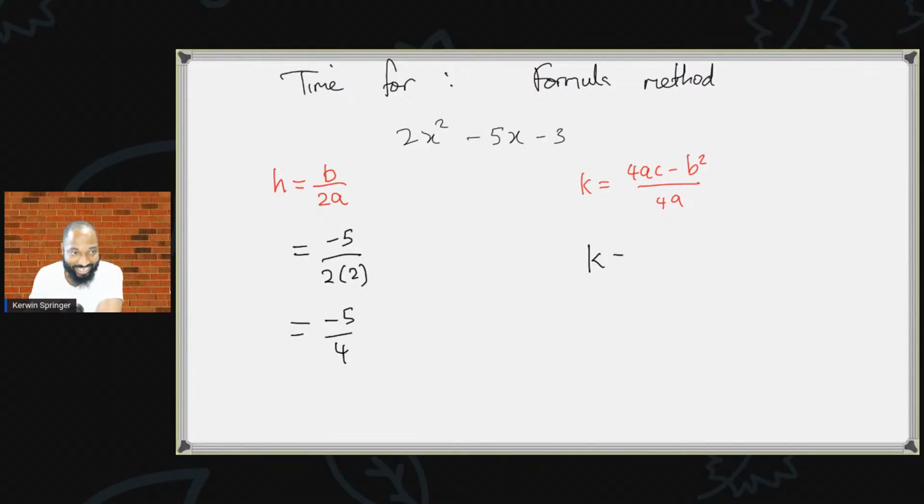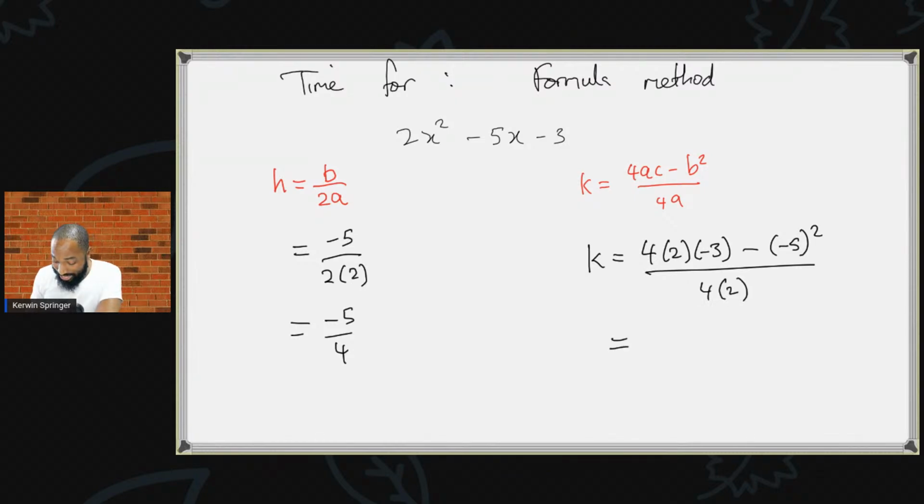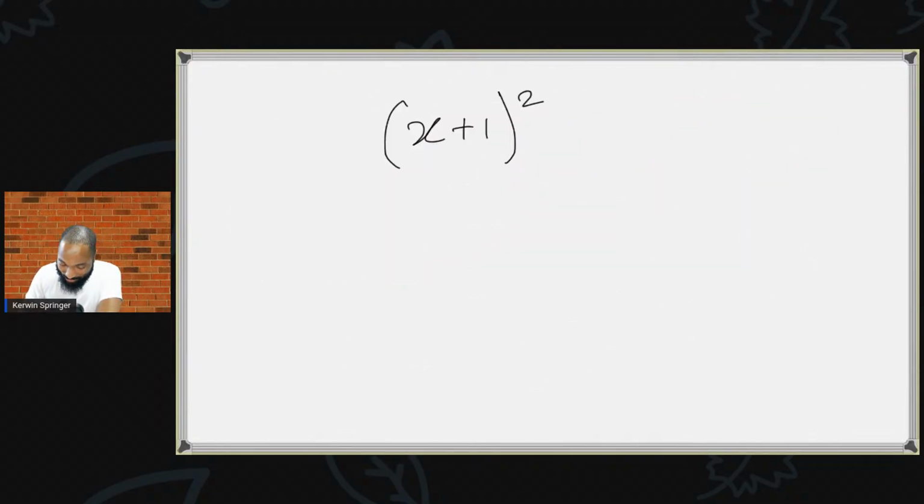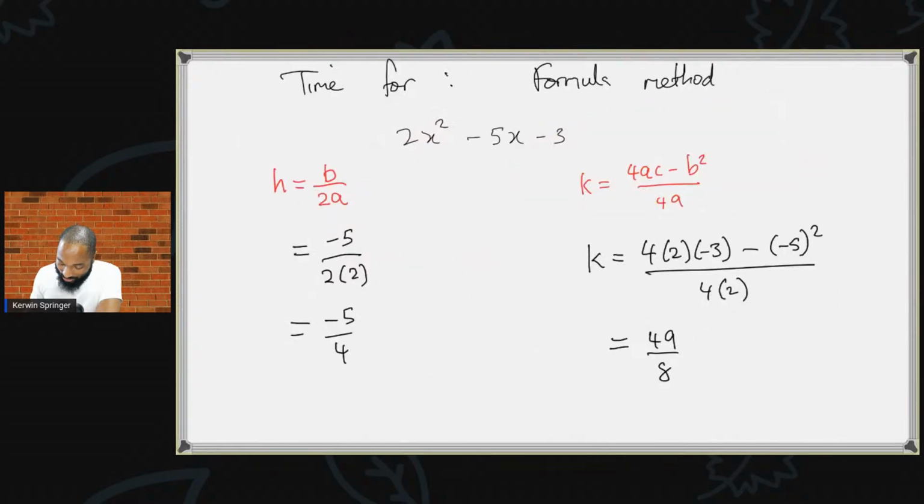And then k is equal to 4 by 2 by -3. Where am I getting these numbers from, by the way? This is a, this is b, this is c. So don't forget the sign. Sign belongs to the number. And minus b squared over 4 by 2. And I don't know about earlier, but that's supposed to be 49 and 8. Was it negative? Yeah, it was negative. It was 2 negative things. So this is going to be negative here, and this was a negative there. So -49 and 8.